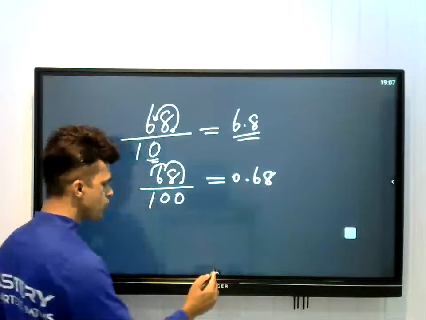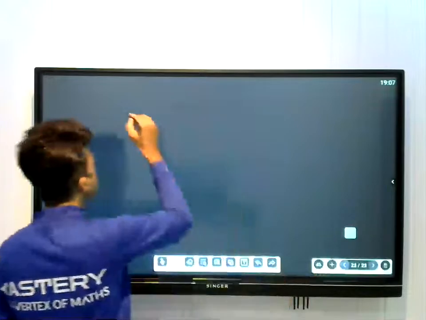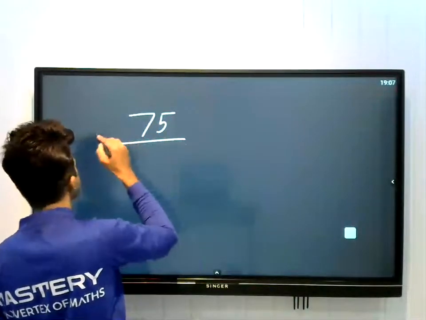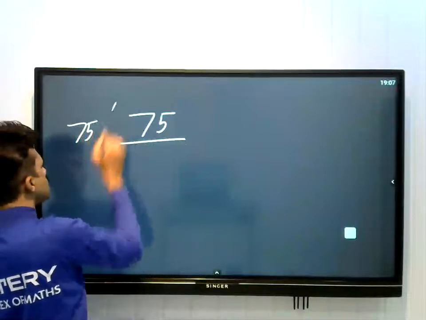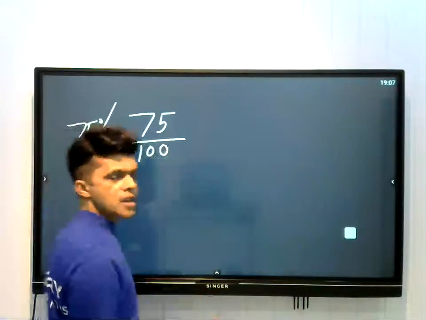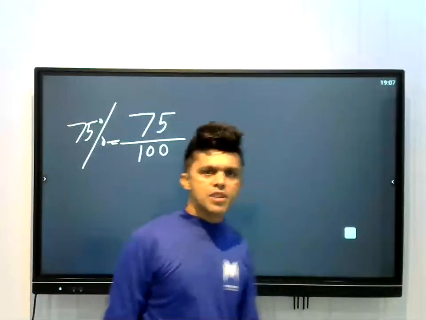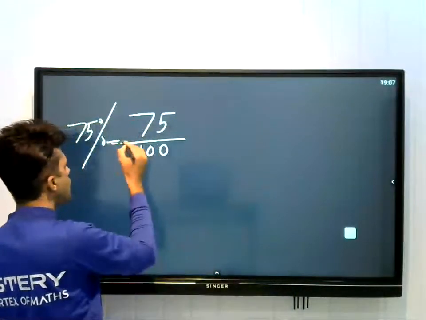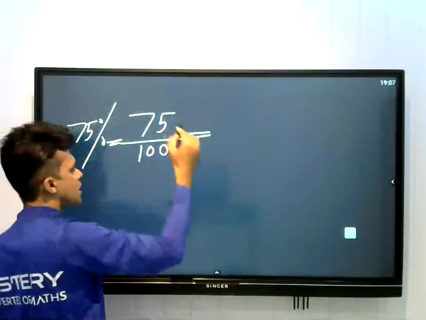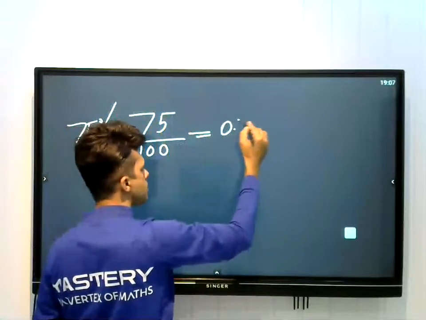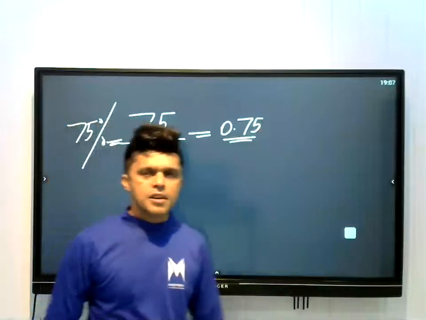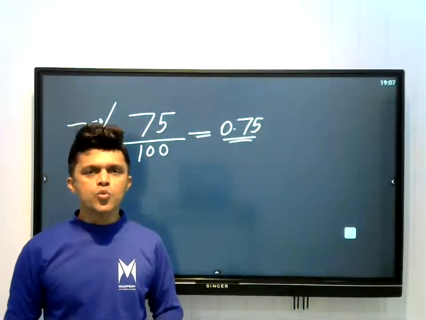When it comes to this one, 75%, 75% means 75 over 100. This is the percentage, this is the fraction, and this can be written as a decimal number. The answer is 0.75. Previously, I explained this to you.